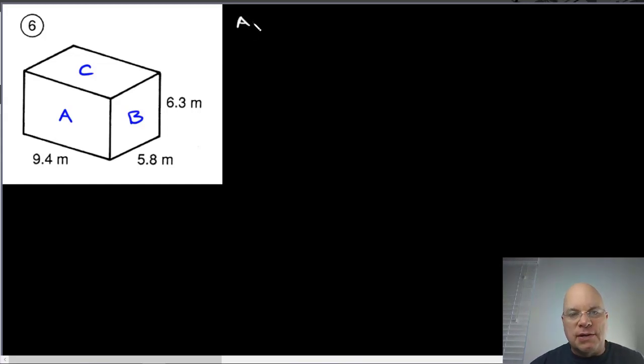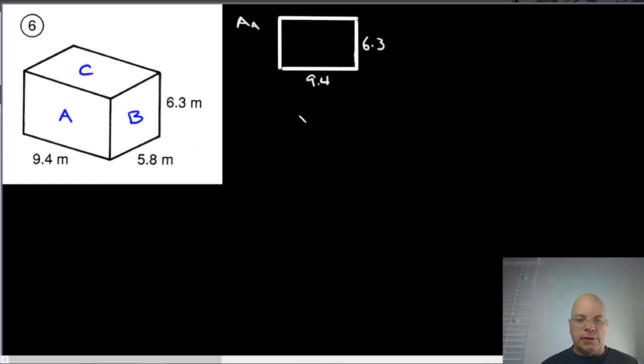The area of face A, we have obviously a rectangle, with dimensions 9.4 meters by this height is the same as this height, so 6.3 meters. And you can do that on a calculator. 9.4 times 6.3, $59 and 22/100 for that face.